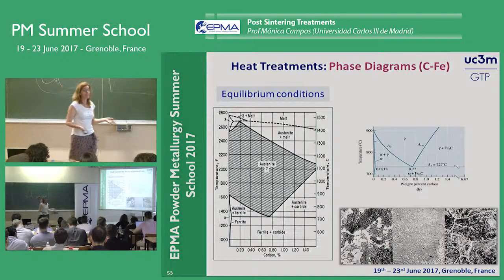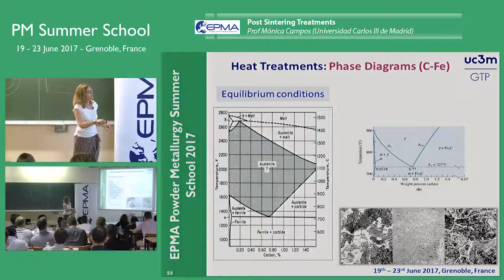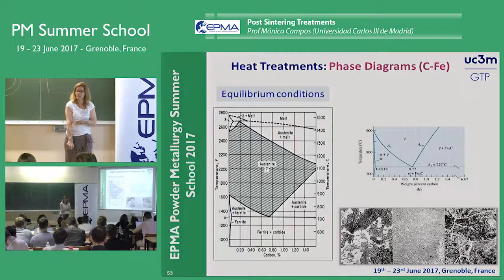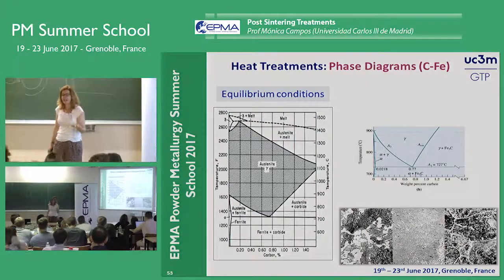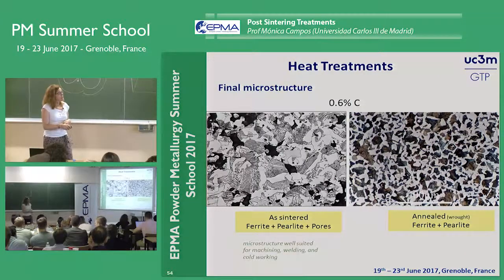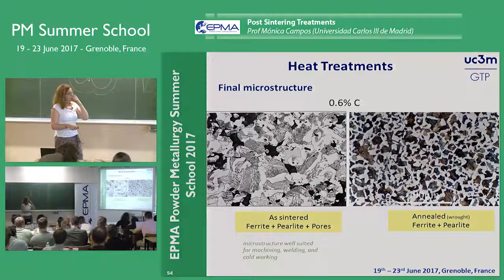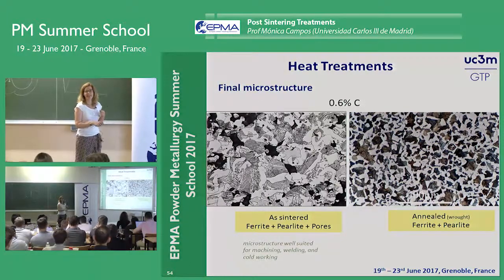In equilibrium conditions, we know exactly what we can expect on the final microstructure depending on the carbon level. Then we took the phase diagram and we are very happy because we can understand what happened at the end of the process. The final microstructure in an annealed wrought steel looks like this. In our case, it's quite similar, but with some pores inside.